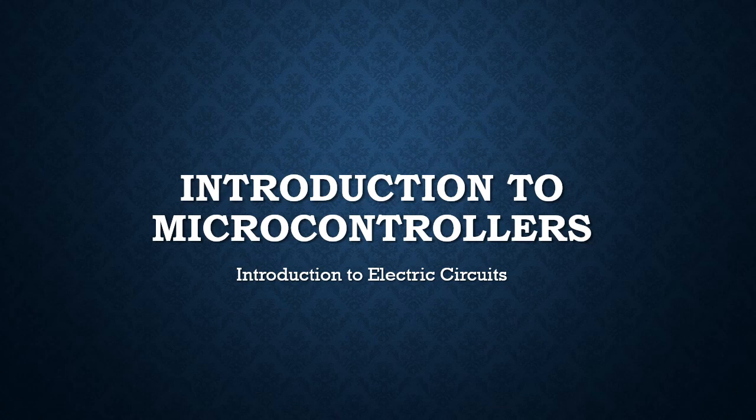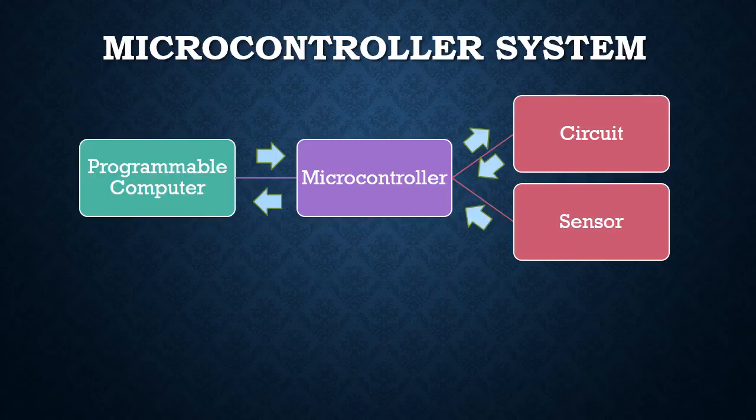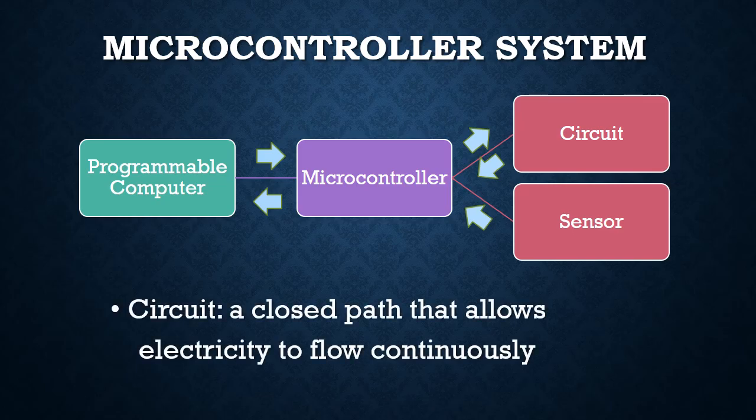In this installment of Introduction to Microcontrollers, we will focus on electric circuits. Let's look again at the microcontroller system. In this video, we'll focus on the circuit part of the system. A circuit is a looped path that allows electricity to continuously flow.